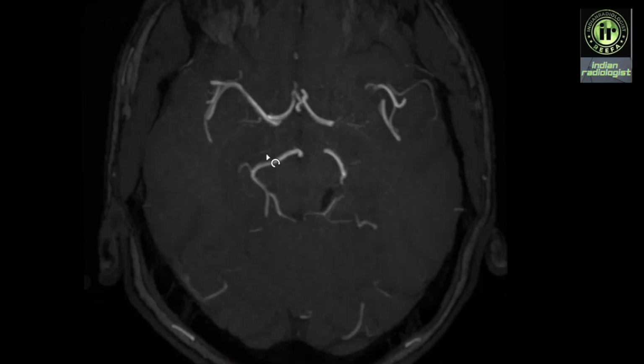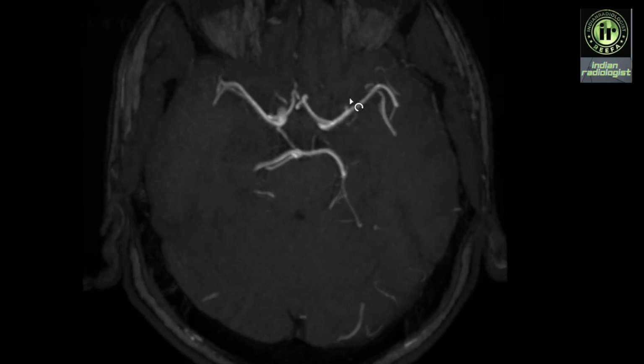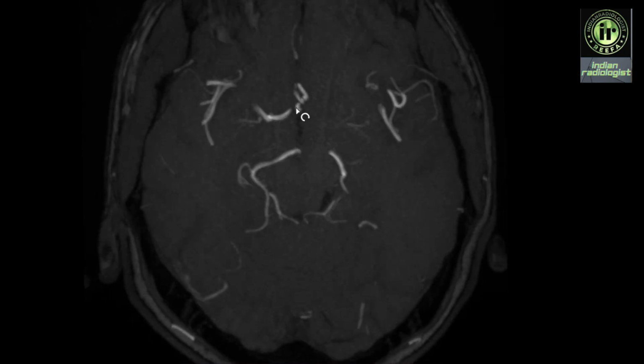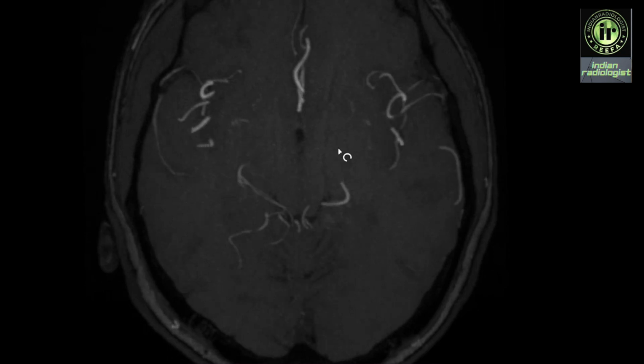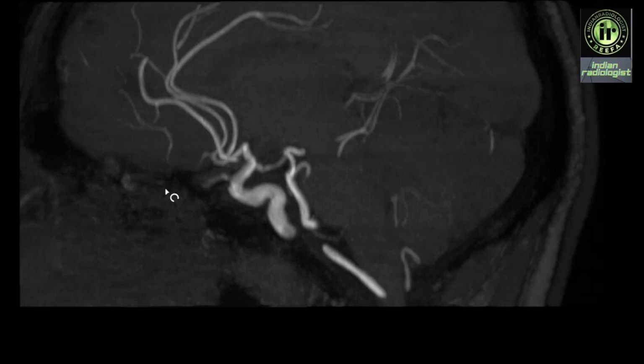In trifurcation of ACA, we see there are three A2 segments. We shall scroll through these images now. We see our A1 segments and these are the A2 segments. So as we scroll through these images, we can see that there are three A2 segments in the interhemispheric region. So this is the trifurcation of ACA. When we have a look at it on the sagittal images, we can easily appreciate the three A2 segments.